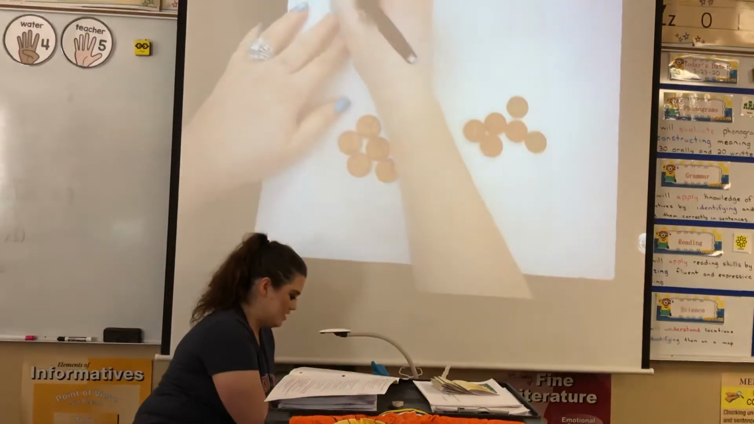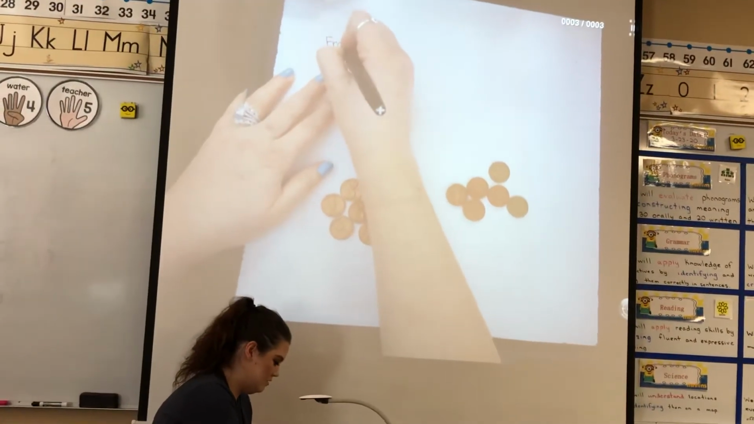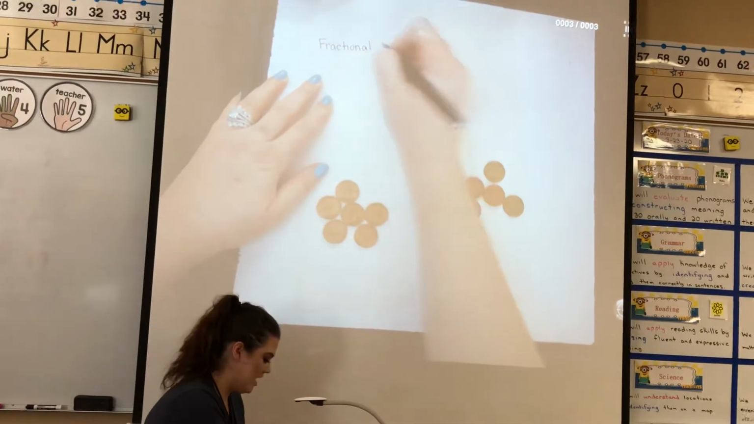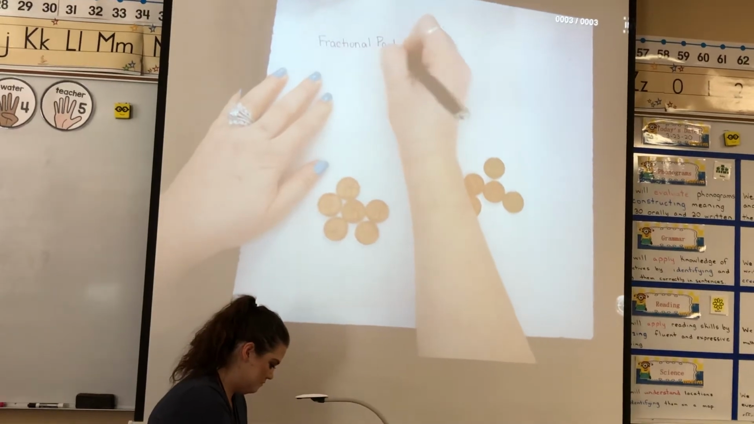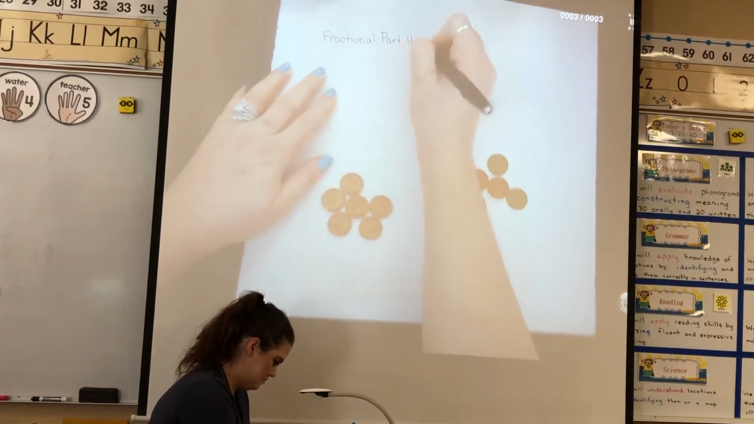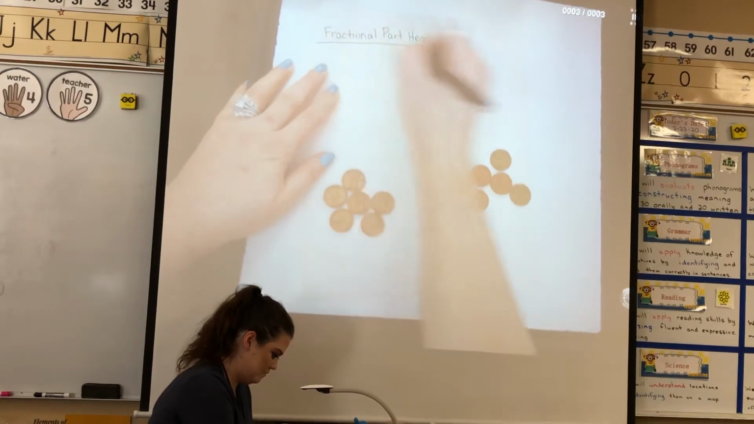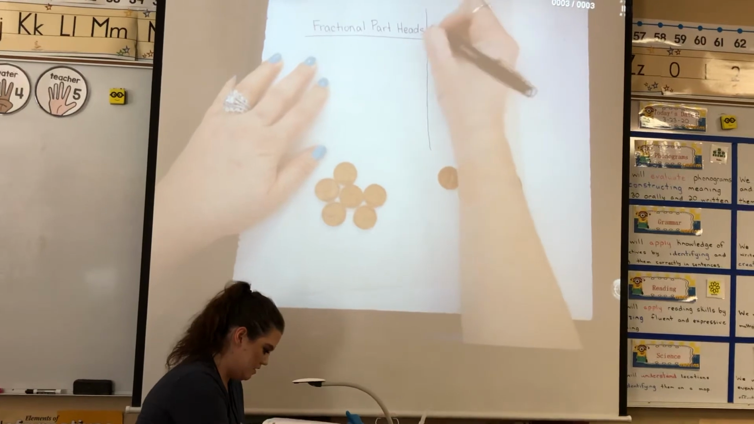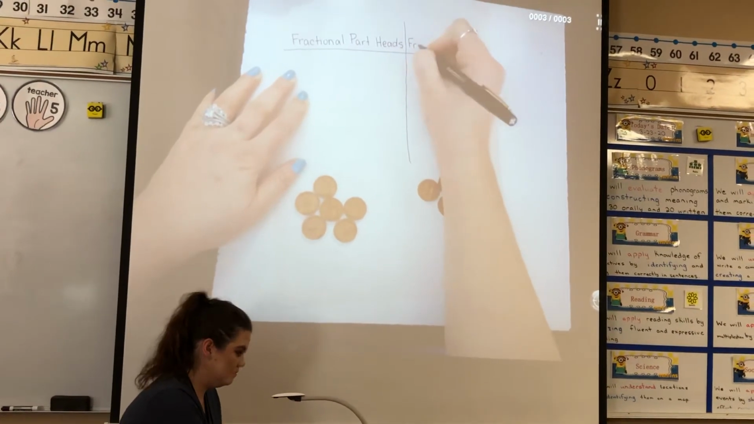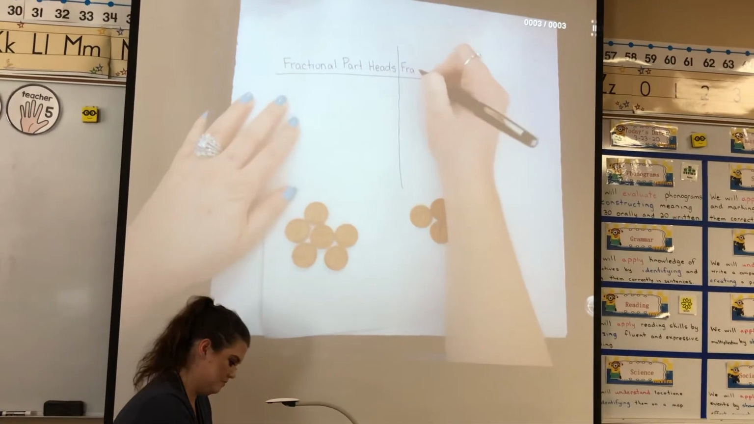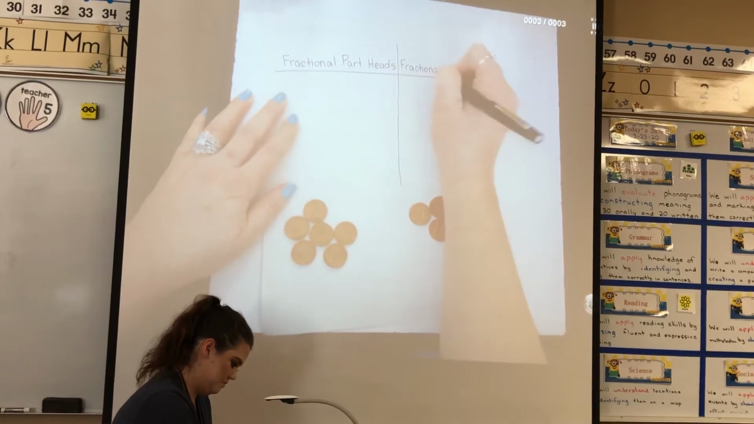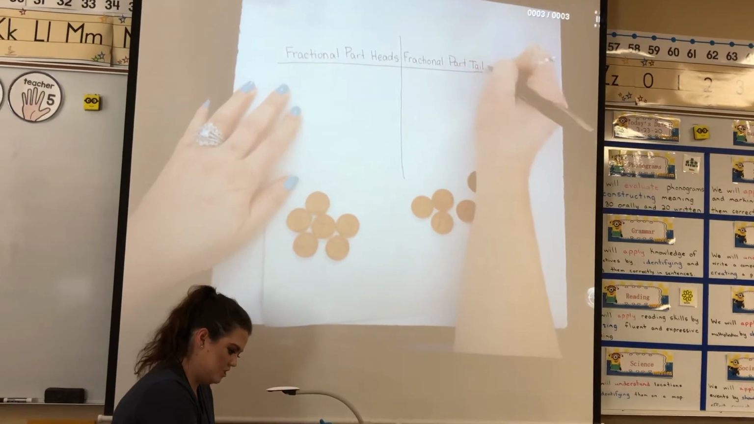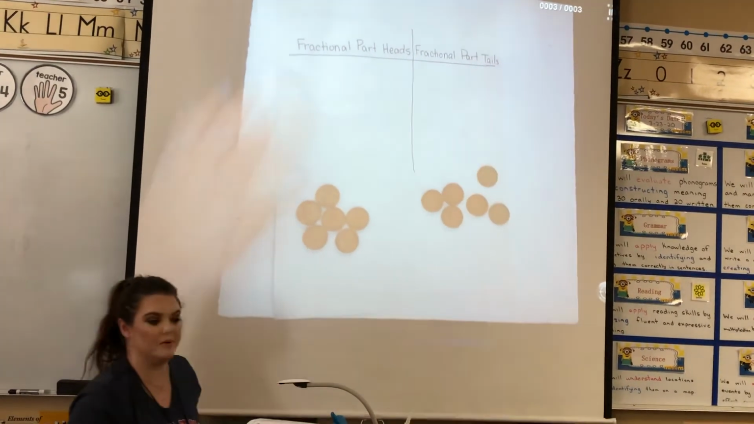And we're going to write fractional part heads, and we'll draw a line to separate this part and the next part, and then fractional part tails. If you need more time, go ahead and pause the video and write this out on your paper.